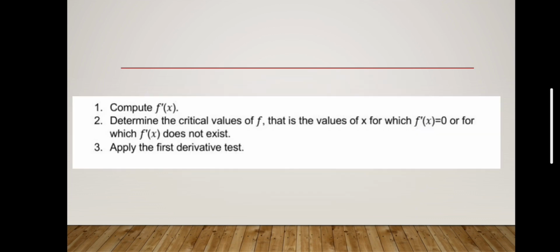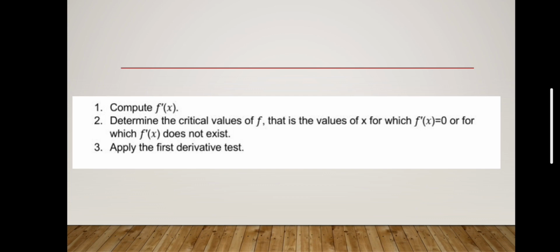So here are the steps to determine the relative extrema analytically. First step is to compute f prime x, or the first derivative. Next is to determine the critical values of f, that is the values of x for which f prime x will be equal to 0, or for which f prime x does not exist. The next step is to apply the first derivative test.